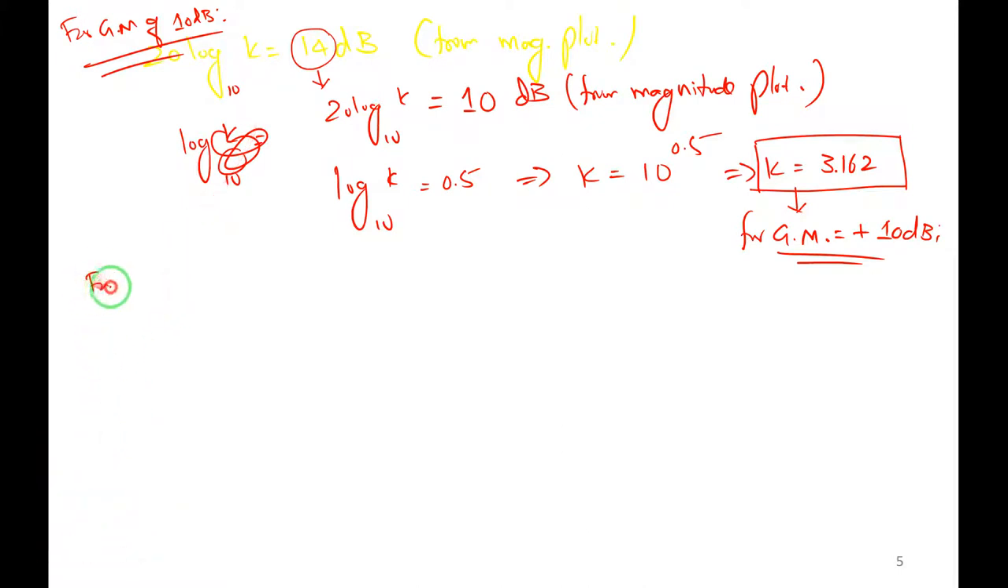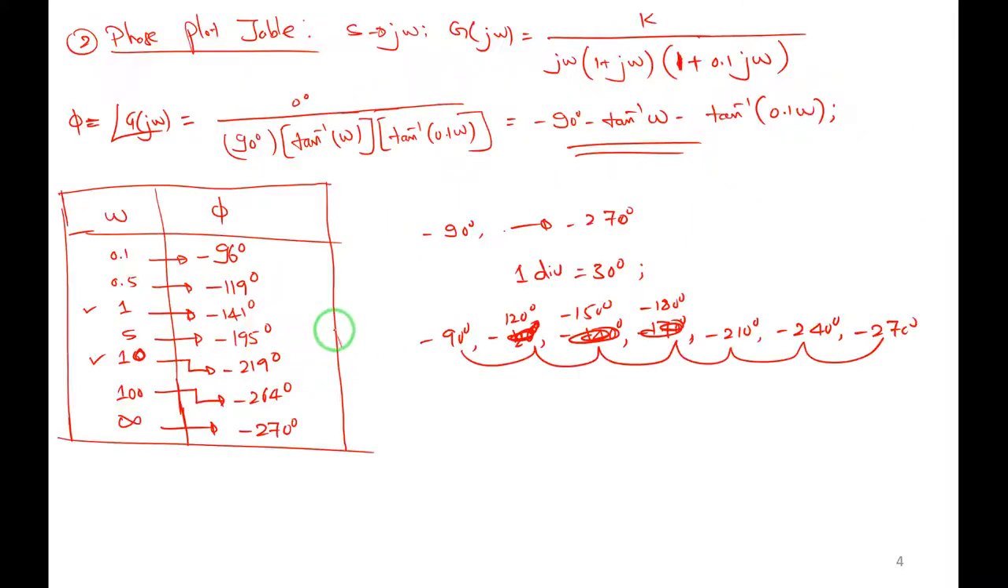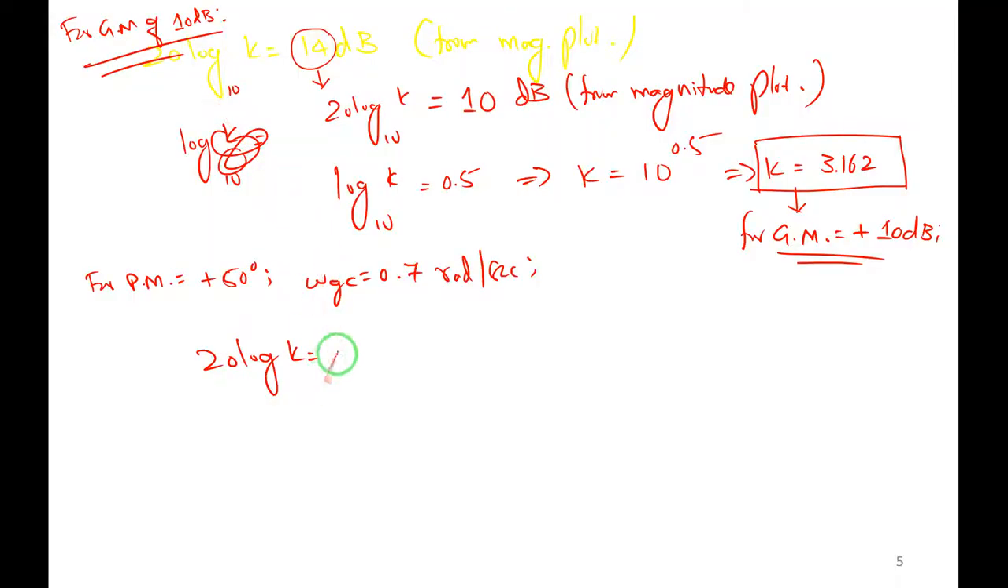For phase margin equal to plus 50 degree, gain crossover frequency omega gc is 0.7 radians per second. And 20 log k, what should be the shift of the magnitude plot? 20 log k is equal to the distance from C to D, right? Observe here, the shift from C to D is upward. It is plus 4 dB by reading from the graph. Any other value you are getting, you can tell me. If you are getting 4 dB, we will continue with this.